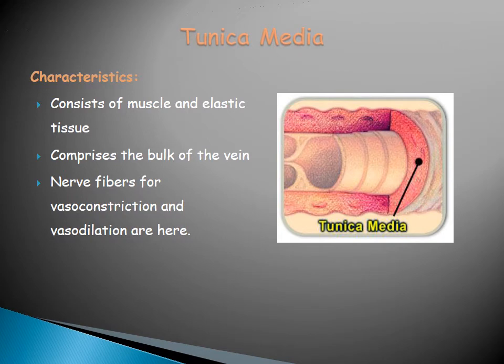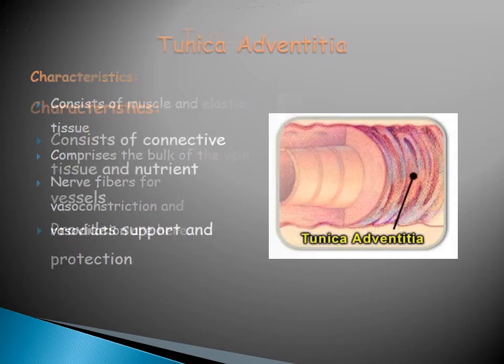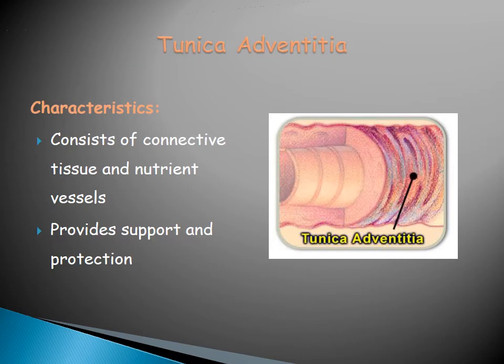Tunica media, this layer consists of muscle and elastic tissue, and nerve fibers for vasoconstriction and vasodilation. This layer is the part that responds to the hot or cold compress being applied. Tunica adventitia, this layer consists of connective tissue and nutrient vessels. This also provides support and protection that needs to be poked during the insertion of the IV cannula.